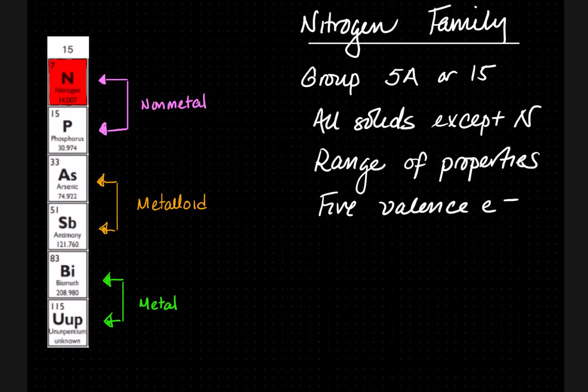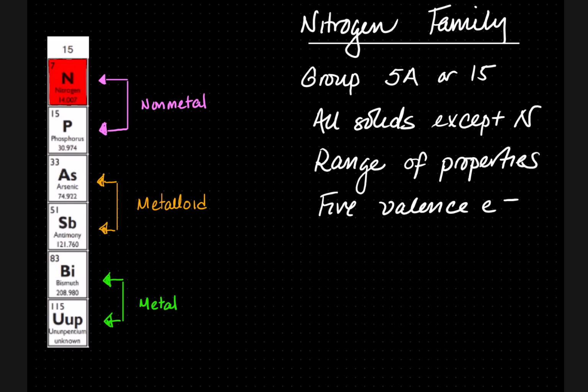The next group is known as the nitrogen family. It is group 5A or 15. All solids except for nitrogen, which is a gas. They range in properties and they have 5 valence electrons.